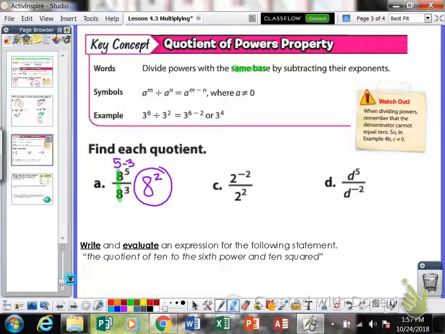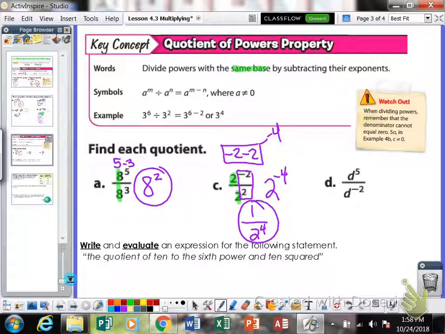So the next one, we have bases of 2. So 2 is our base number, and then we want to take the exponent -2 and subtract 2, which gives us 2 to the -4th. But I don't want a negative exponent, so I have to reciprocate it, and this becomes 1 over 2 to the power of 4.